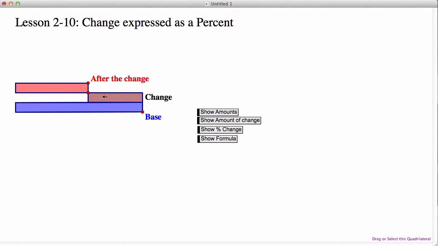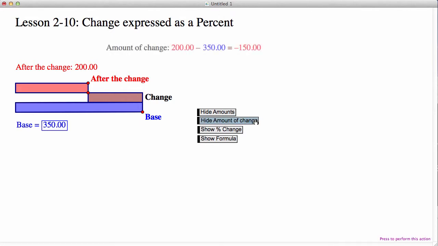And then we want to know the change, but not the amount of change, the change as a percent of the base. So let's put some numbers to this as an example. Let's say that you started with $350, and after you spent money, you were left with $200. Now we want to know by what percent did the amount of money that you have change.